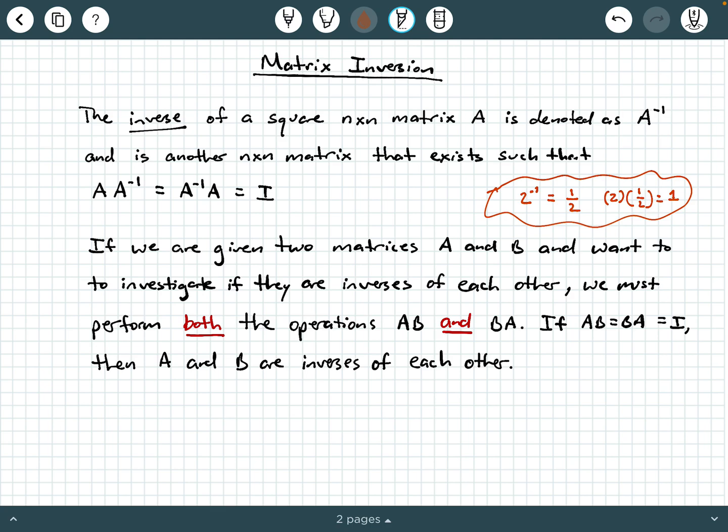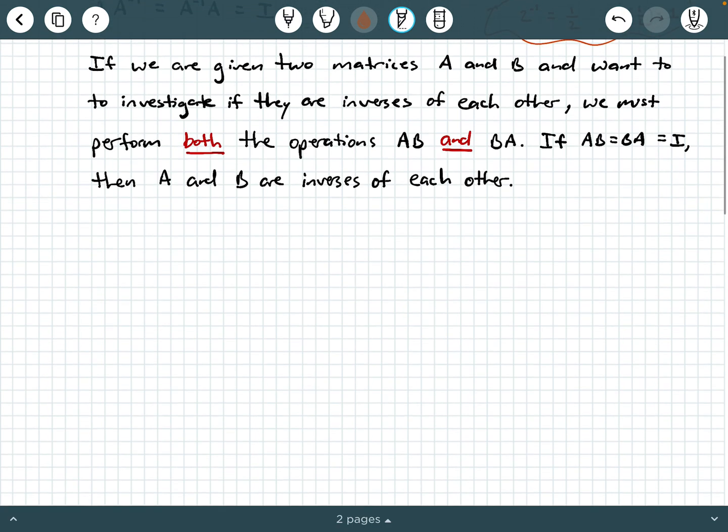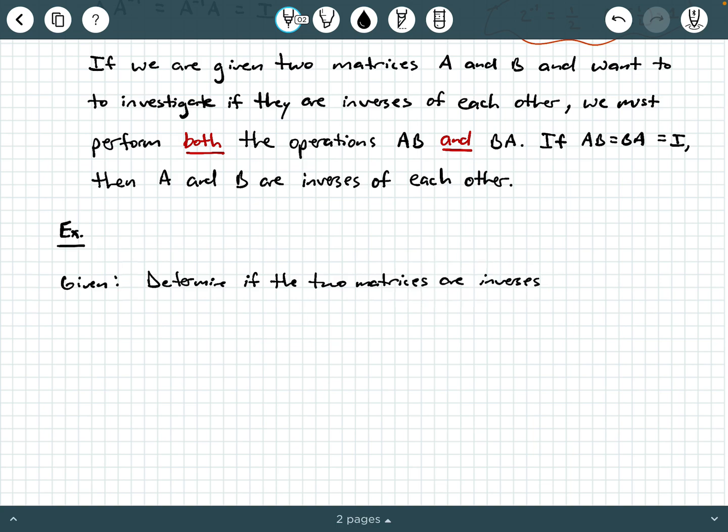So let's do a quick numerical example. I'm going to scroll down, and I'm going to say example, given, and I'm going to ask us to determine if the two matrices are inverses of each other. I'm going to give us a matrix B, and we're going to say that matrix B is equal to 1, -2, 1, -1.